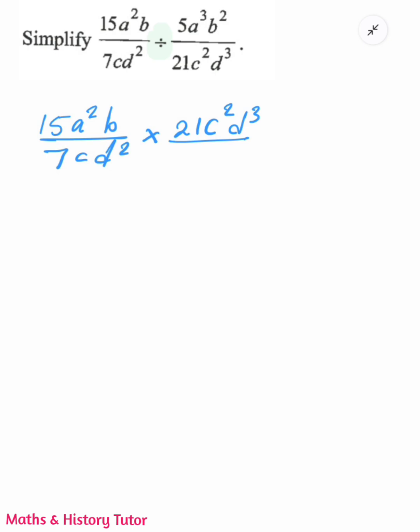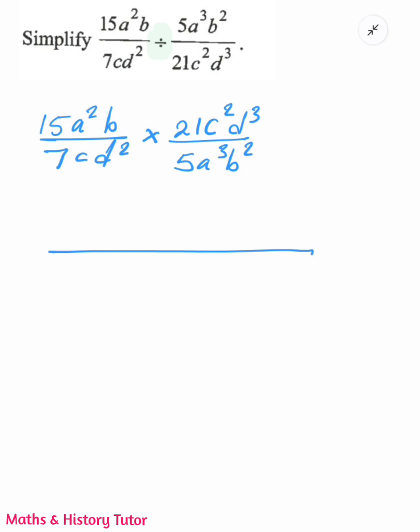Okay? Then what was on top will go down. So I will have 5a to the power 3 b to the power 2. So that's the first step that you're going to do in order to simplify this expression. Once that is done, you're going to put an over like that here. Okay? So the second thing you're going to do is now cancel out.